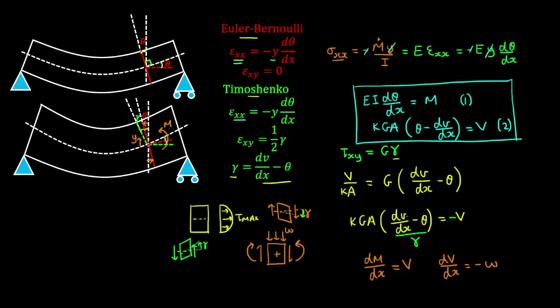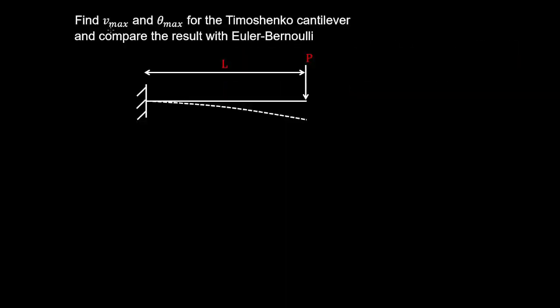So therefore you can obtain further equations that describe the behavior of the beam. So for example, by differentiating this equation and then equating these two. Let's find a maximum deflection and rotation with the Timoshenko cantilever and compare the result with Euler-Bernoulli.